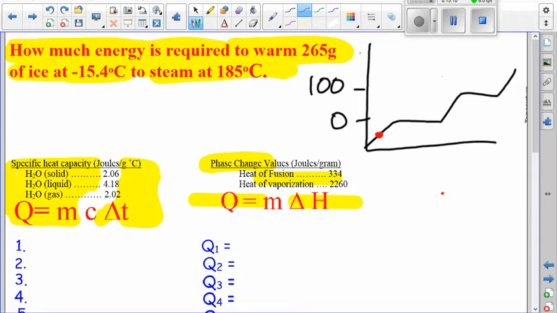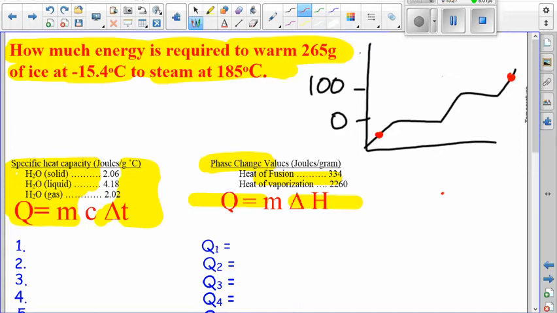Where would 185 degrees Celsius be? Yeah, above 100 somewhere, so let's just say right there. It doesn't really matter. So I'm starting here, I'm going to here, so I'm just going to trace, I'm going to count how many sections I need to go through.